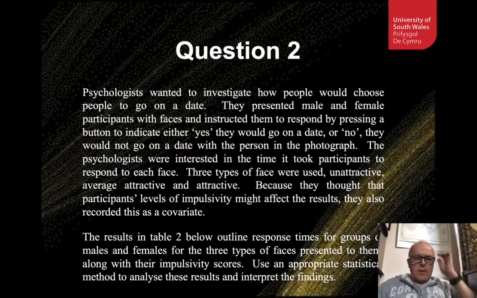Because they thought that the participants' level of impulsivity might affect the results, they also recorded this as a covariate. And the results are in your table 2, which outline response times for groups of males and females for the 3 types of faces presented to them, along with their impulsivity scores. And you are to use an appropriate statistical method to analyze the results and interpret the findings.